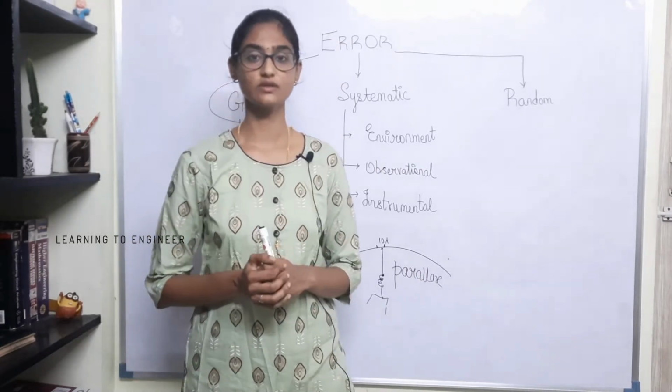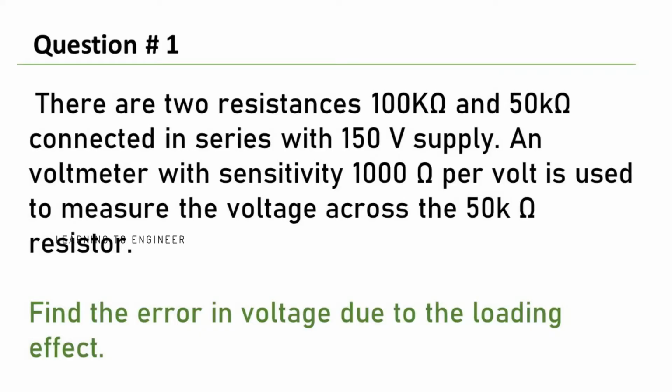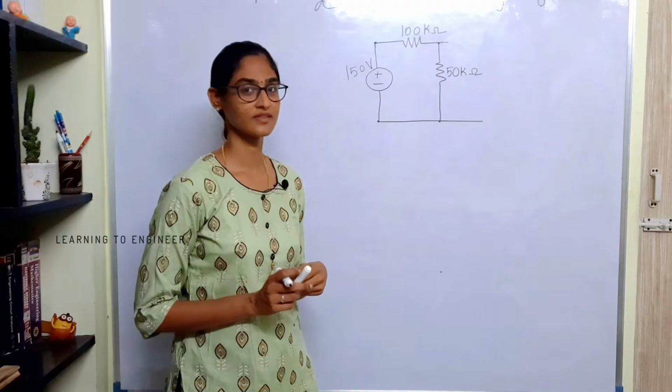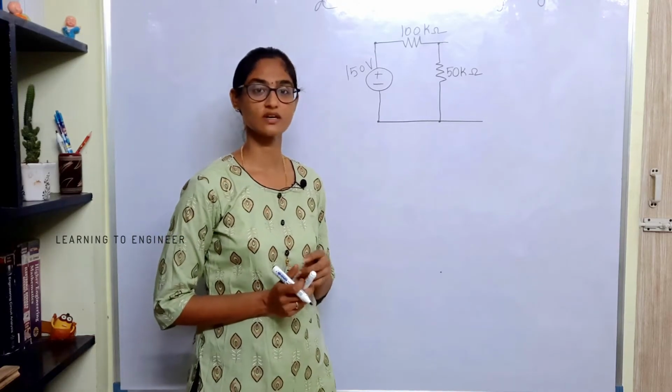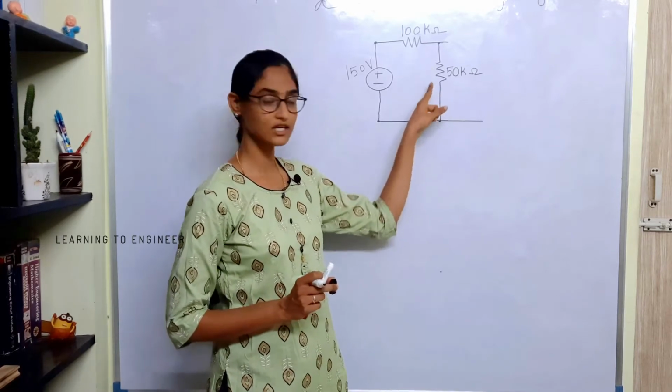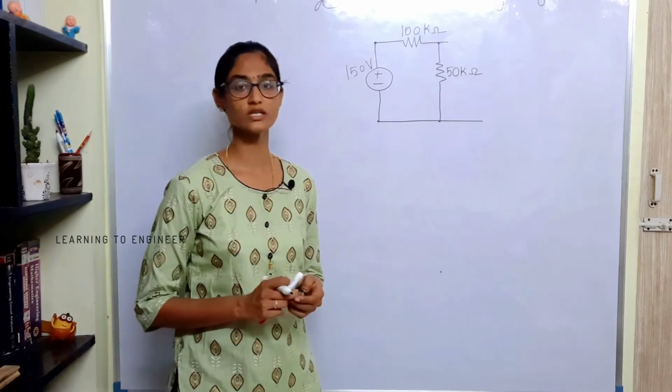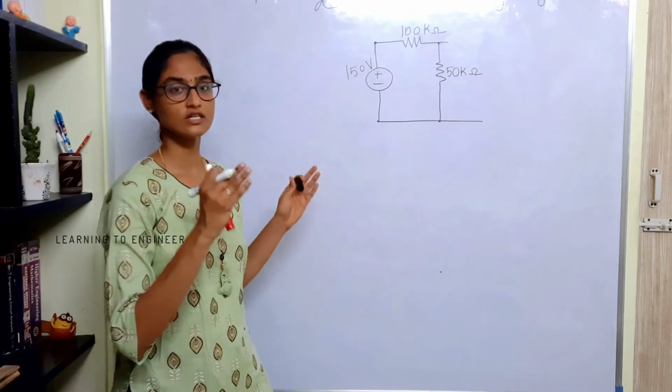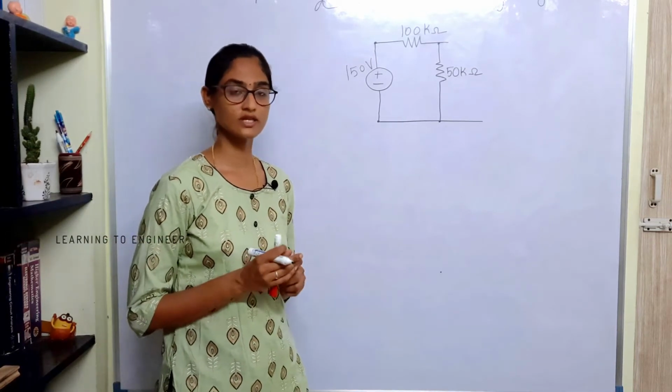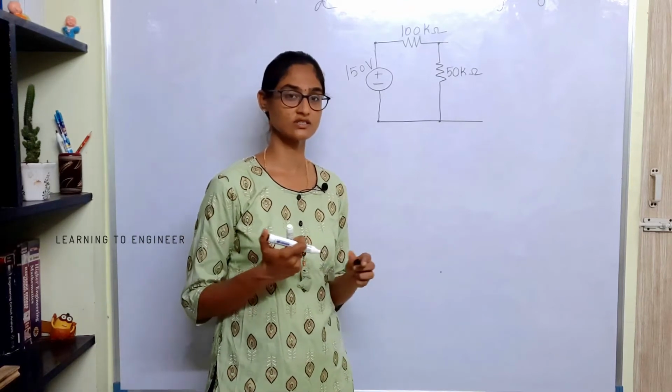Consider this situation to understand better. There are two resistances, 100 kilo ohm and 50 kilo ohm, connected in series with 150 volt. A voltmeter with sensitivity 1000 ohm per volt is used to measure the voltage across the 50 kilo ohm resistor. Find the error in voltage due to the loading effect. This is the scenario given to us. We need to measure the voltage across this 50 kilo ohm resistor using a voltmeter with sensitivity 1000 ohm per volt. So what is the loading error? That is the question.